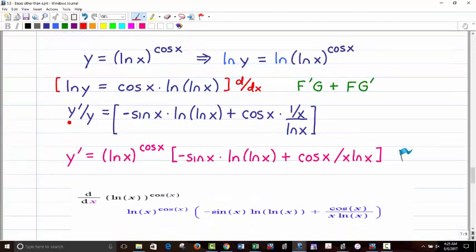So once again, I skipped the step of actually physically showing the y, the variable y, come up there, but I did put what y is right there. So this, obviously, that was the y right there. Ln of x raised to the cos x, and then times everything I have in that bracket.